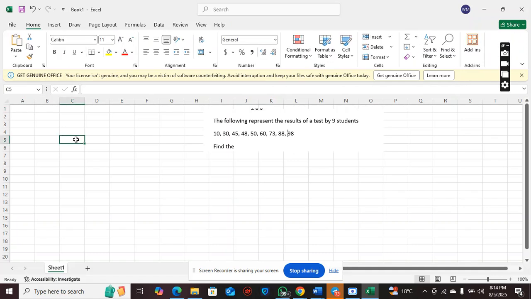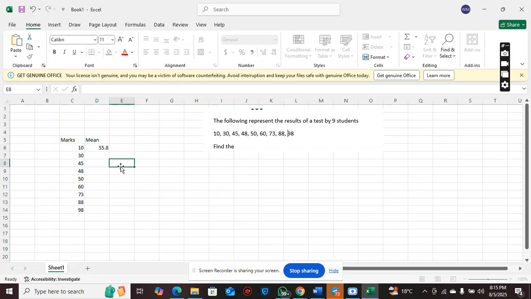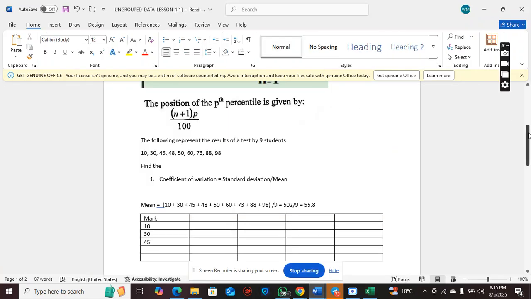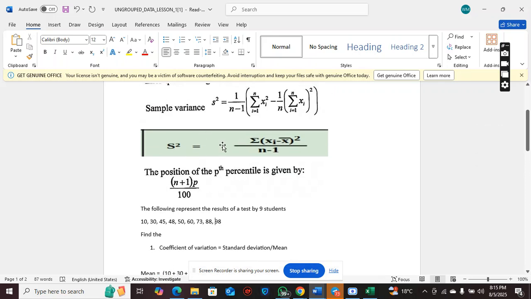Okay, so here we put our marks. We got 10, 30, 45, 48, 50, 60, 73, 88, 98. All right, then we put our mean here, 55.8. So remember, I'm going to use this formula here to get the standard deviation. First we get our variance, then we get the square root.